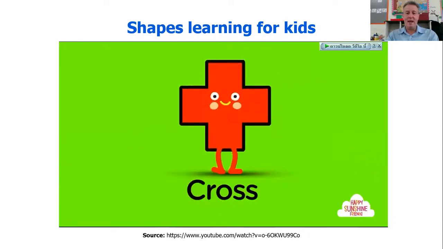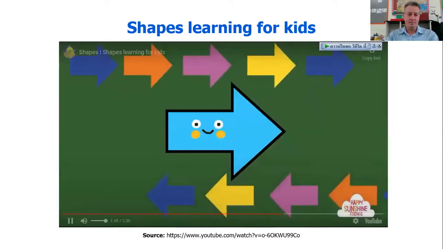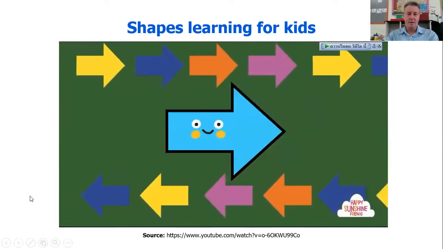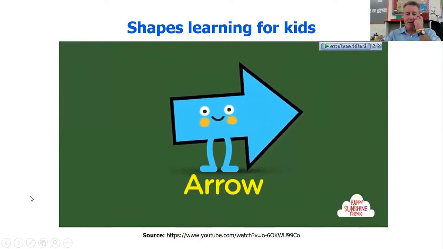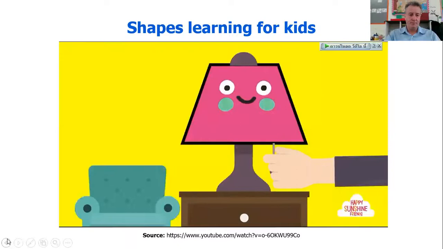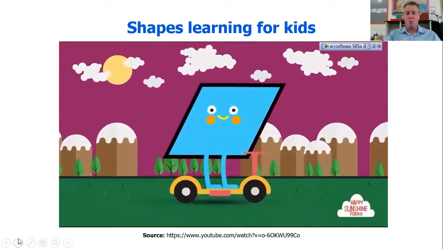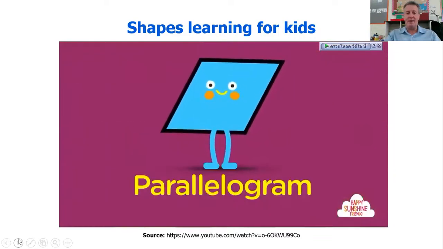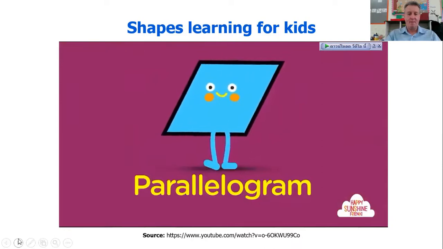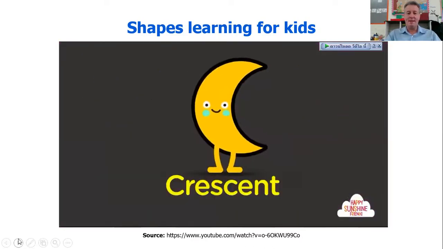Cross, like on an ambulance, a cross. Arrow. Oh yeah. Trapezium. These are some quadrilaterals, aren't they? Parallelogram. And a crescent.